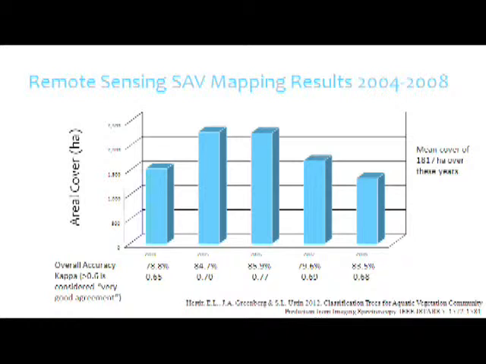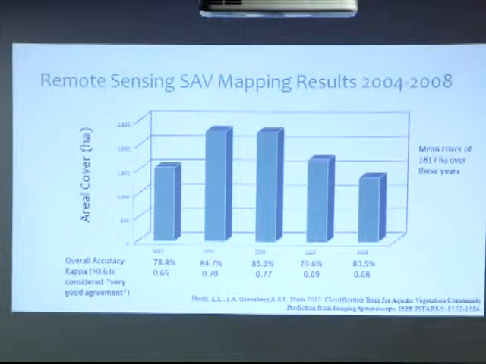We had about an 80% accuracy for this kind of remote sensing data. That's quite good. And the kappa statistic is another kind of statistic that says, are you doing any better than you would by random chance? And anything over 0.6 is considered very good to excellent. So the mapping was reasonably good.